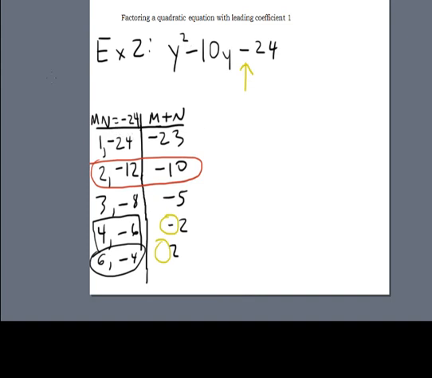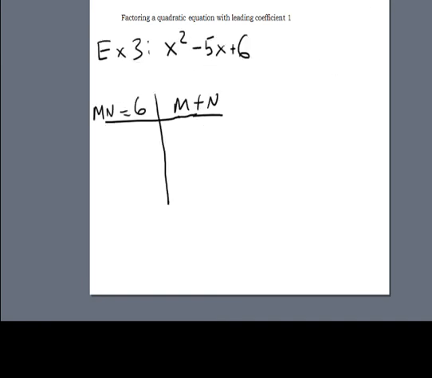What our work has shown us here is that our end result for factoring this quadratic equation should be y plus 2 times y minus 12. I would again very strongly recommend that you multiply this back out to verify that it does indeed equal what we started with. We'll do one more example in this video.